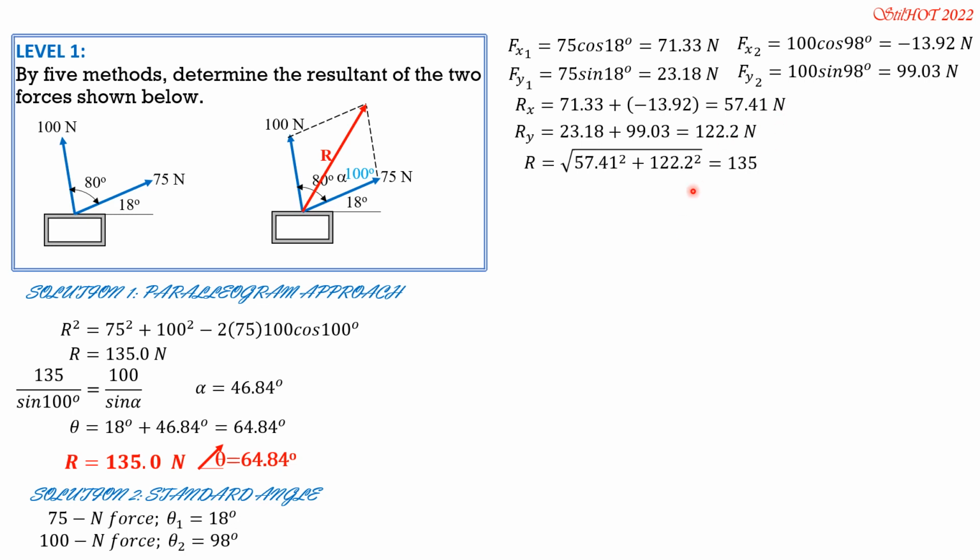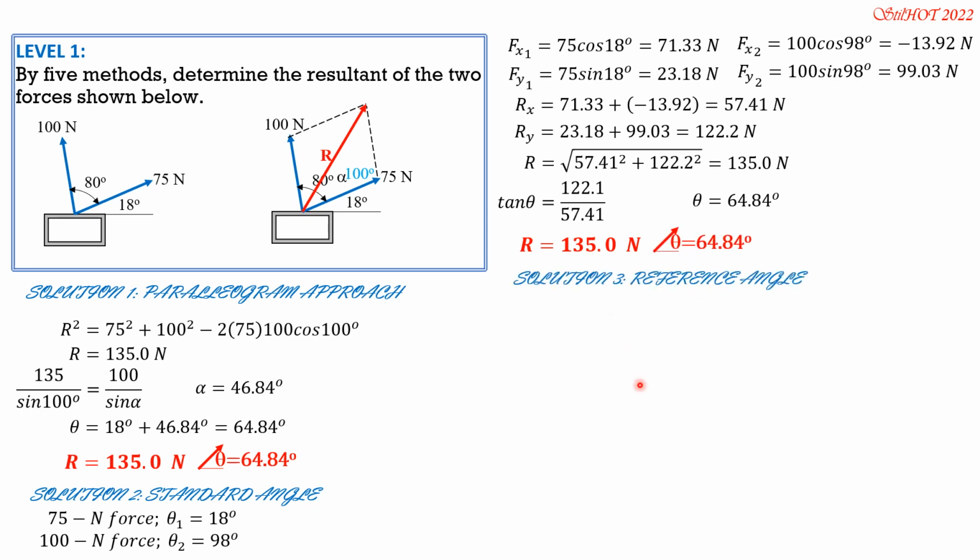Then magnitude 135, tangent of theta is Ry over Rx because it is in the first quadrant. So theta is 64.84 degrees. So same answer. Solution 3 by reference angle. The reference angle of 75 is already 18, while the reference angle of 100, the acute angle with respect to the x-axis, is this angle here. So this is 180 minus 98, so 82 degrees.